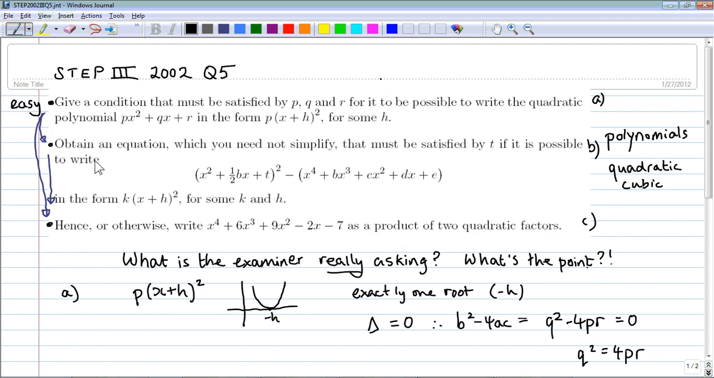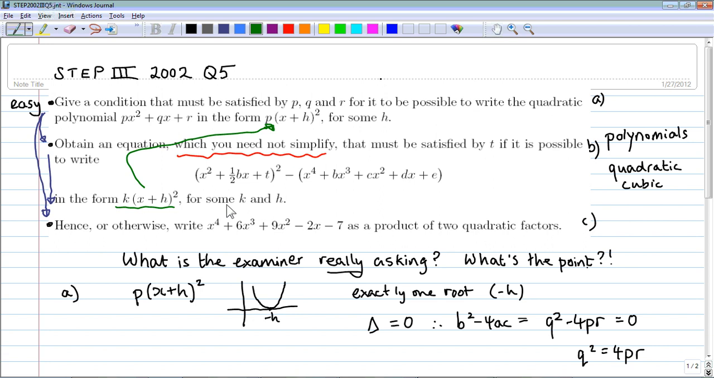This second part, it looks a lot more difficult. Let's read it. Obtain an equation which you need not simplify. I'm going to underline that in red. Obtain an equation which you need not simplify that must be satisfied by t if it is possible to write this complicated formula in the form k times (x plus h) squared for some k and h. Well, obviously we notice that this form is exactly the same as this form here. It's a completed square form with an extra factor k.